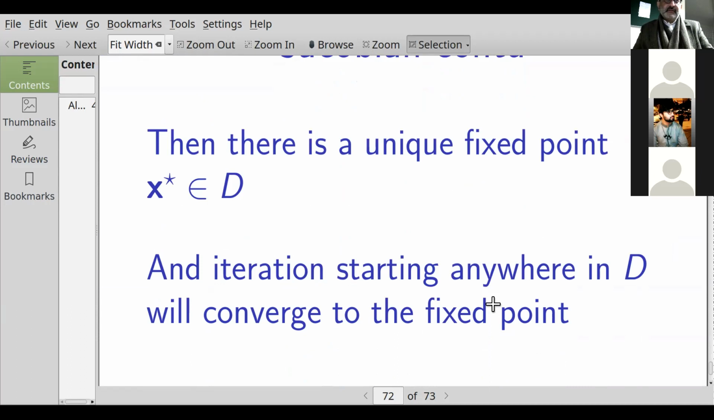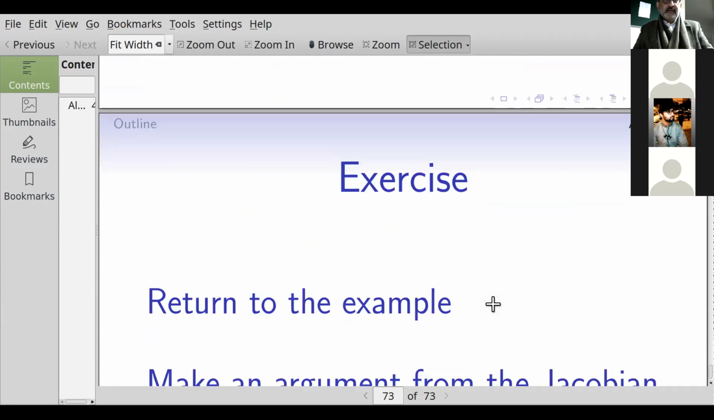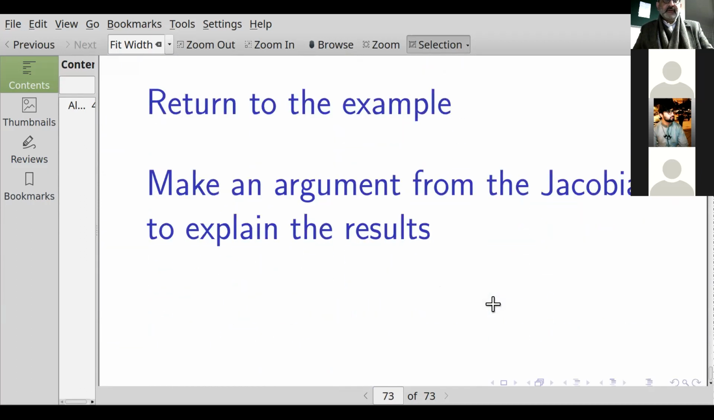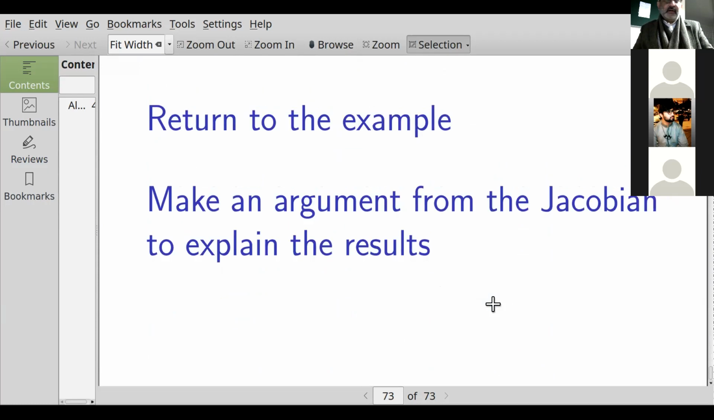And if you're starting off in a region D which is close enough, then you're going to converge to the fixed point. So I would like you to return to the example and make an argument from the Jacobian to explain the results.